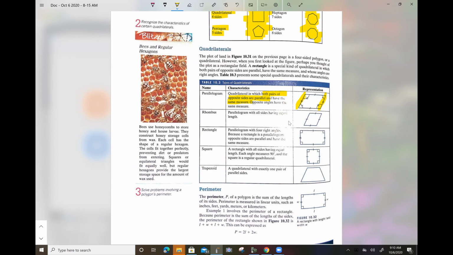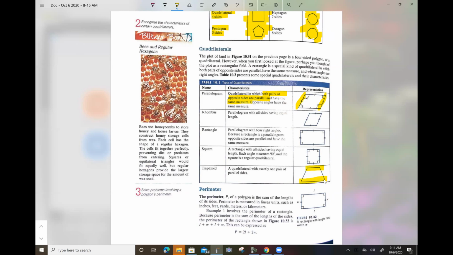Okay. A square is also a rhombus, but it just has 90-degree angles. A square is a parallelogram. A square is also a rectangle. And then you have your rectangle, which has 4 right angles. You have a square, 4 right angles, all the sides the same thing. Do you see how they're the same as the parallelograms, except they have 90-degree angles? And a trapezoid is a quadrilateral with only 1 pair of parallel sides. Okay, here, the top and the bottom.